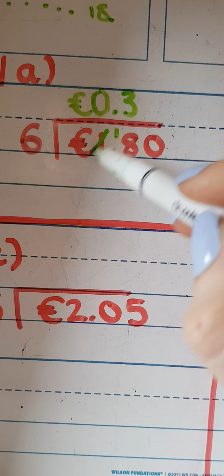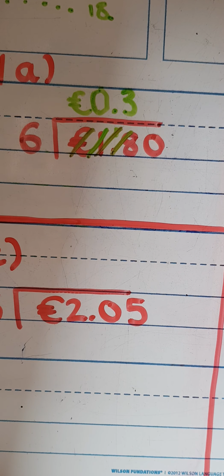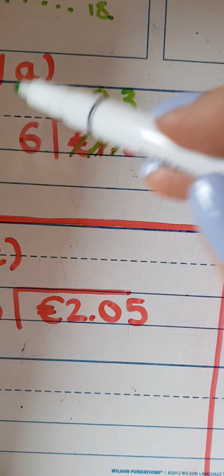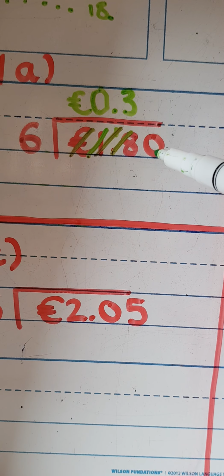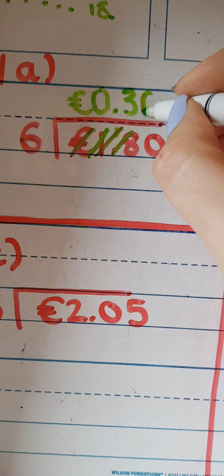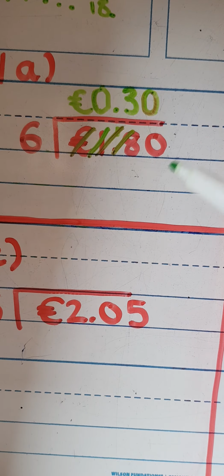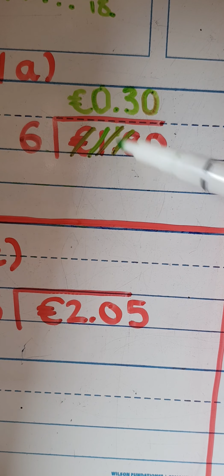So I'm going to cross all these off out of my way because they might confuse me. And then my last part of the question is 6 into 0. How many times does 6 fit into 0? None. So my answer is 1 apple costs me 30 cents. So 6 apples are 180, 1 apple is 30 cents.